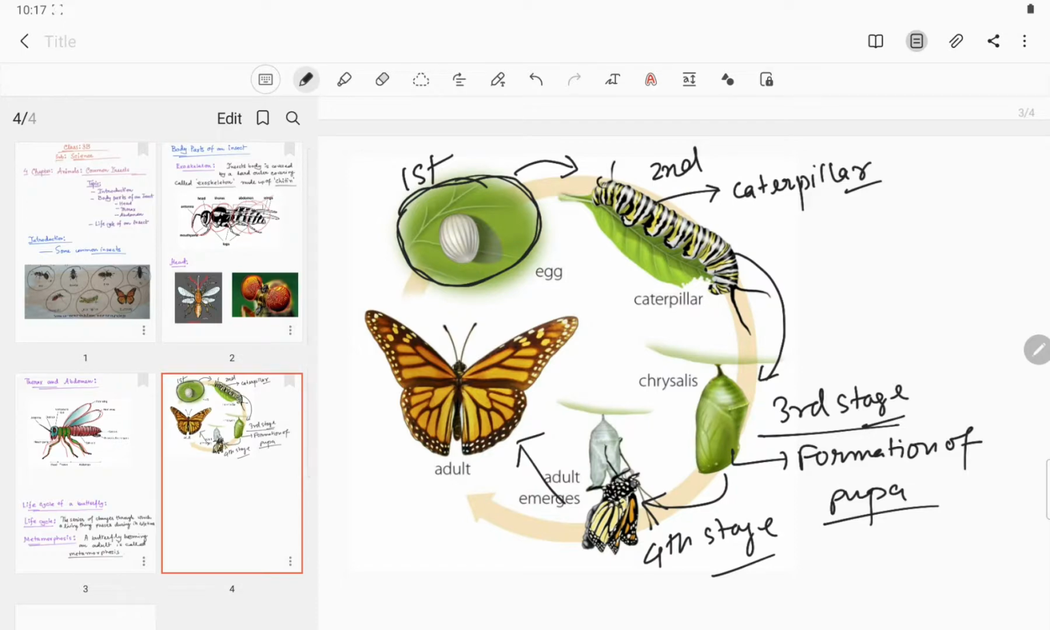Okay, so this is all about the life cycle of a butterfly. Please go through this video. This is all for today, and next day we will categorize the insects into some groups such as social insects, useful insects, and harmful insects, and we will study remedies to prevent harmful effects of insects on humans.